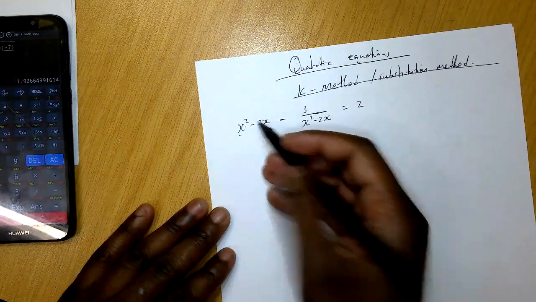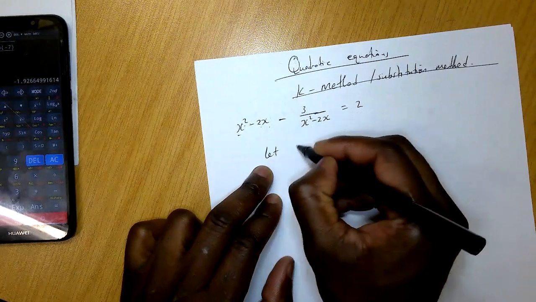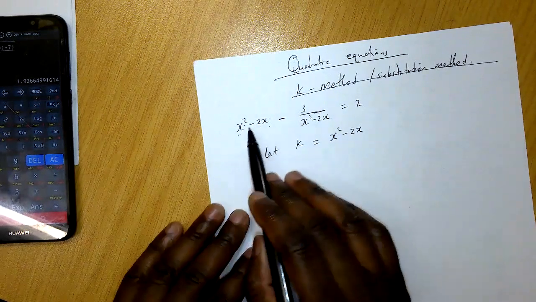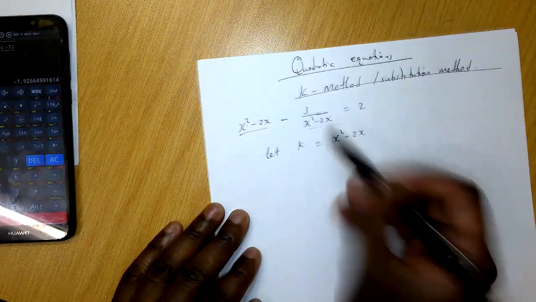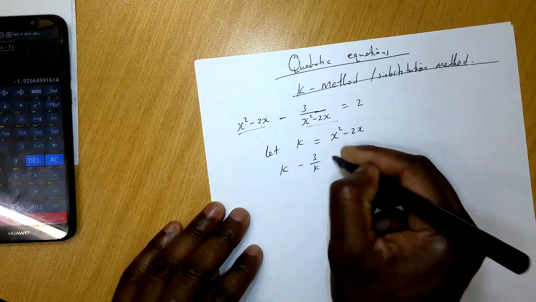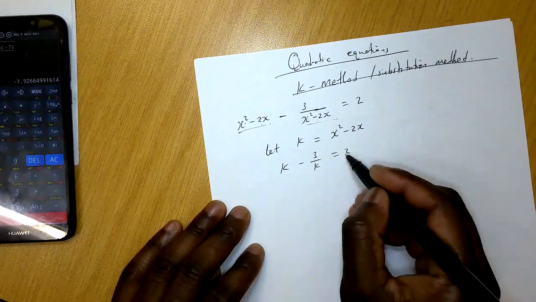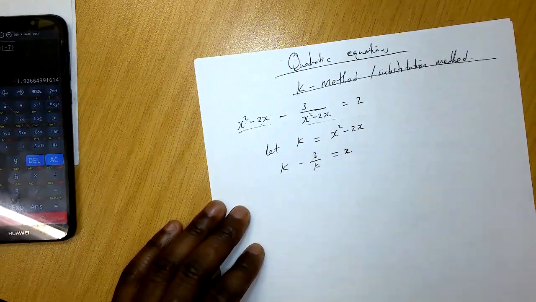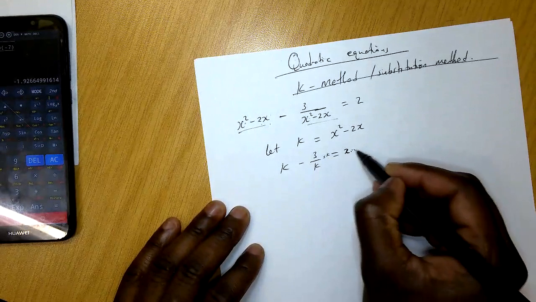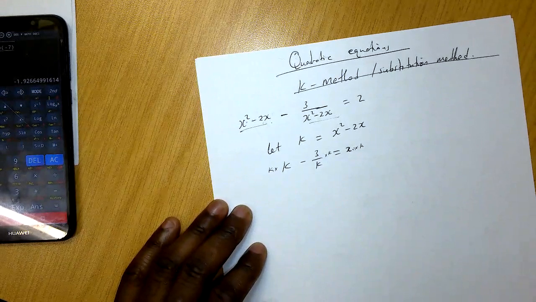Now, what must we do? We should say let k equal x squared minus 2x, because you can see it's common: x squared minus 2x. Let's substitute with k. Now it's going to be k minus 3 over k equal to 2. Now, when you want to remove the k here, we multiply by k throughout.